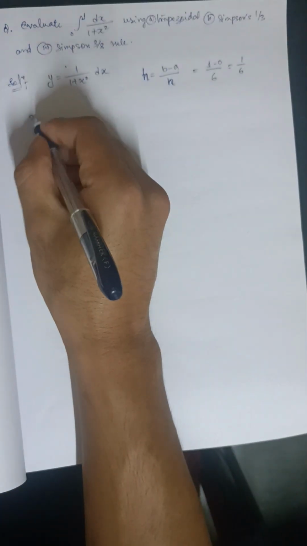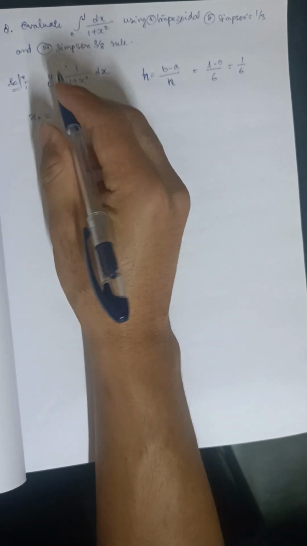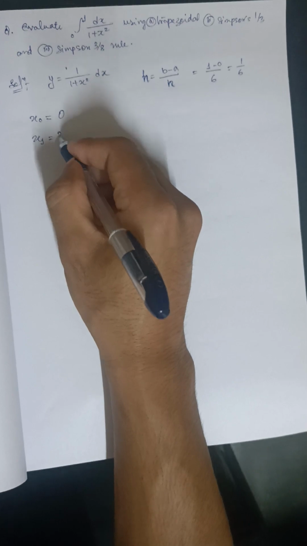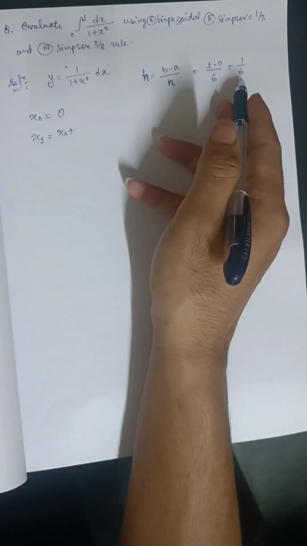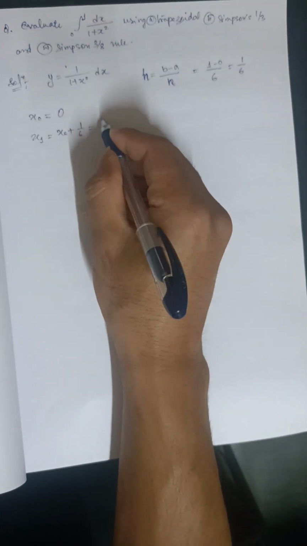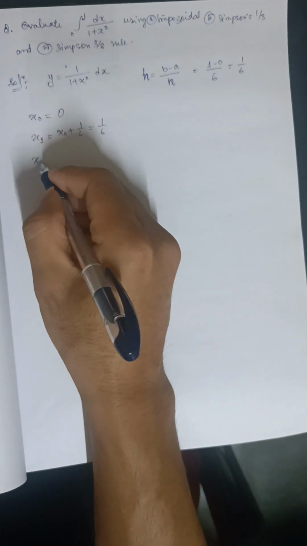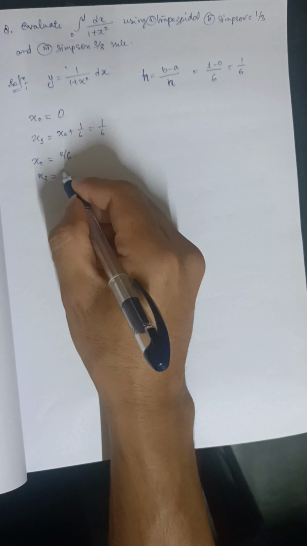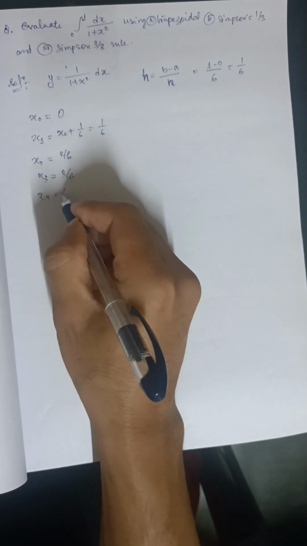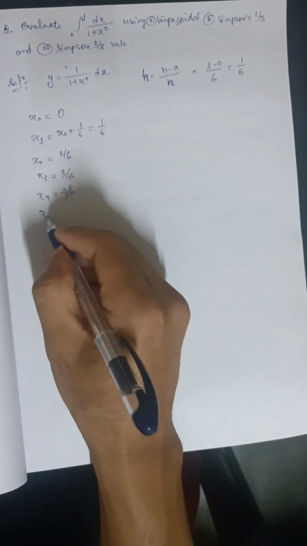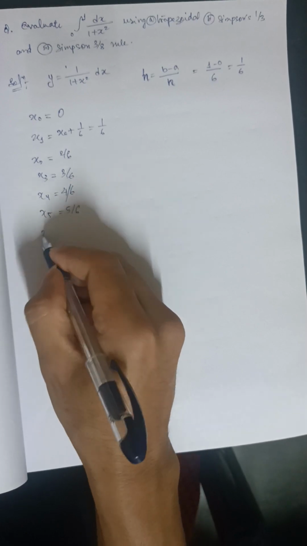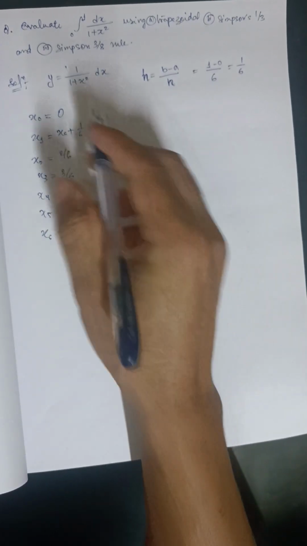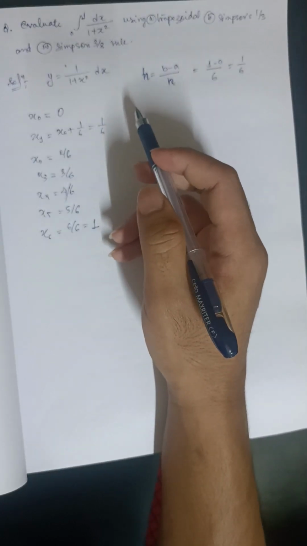So now we'll have our x0 starting from 0, and our x1 will be x0 plus h. What is our h? Here we have 1 by 6. So we'll get here 1 by 6. Then our x2 will be 2 by 6, our x3 will be 3 by 6, x4, 4 by 6, x5 is 5 by 6, and our x6 is 6 by 6, that is 1. So we have already divided the intervals here.